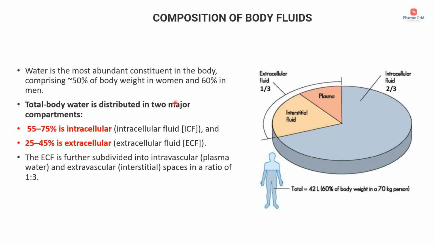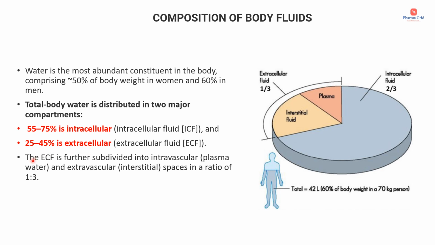Okay, so first we will see the composition of body fluids. We know that water is the most abundant constituent in the human body, comprising approximately 50% of body weight in women and 60% in men. And this total body water is distributed into two major compartments, that is the extracellular fluid and the intracellular fluid. 55 to 75 percent is intracellular fluid, which is denoted as ICF, and 25 to 45 percent is extracellular, which is denoted as ECF.